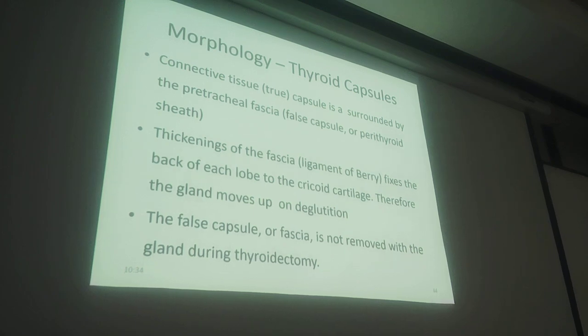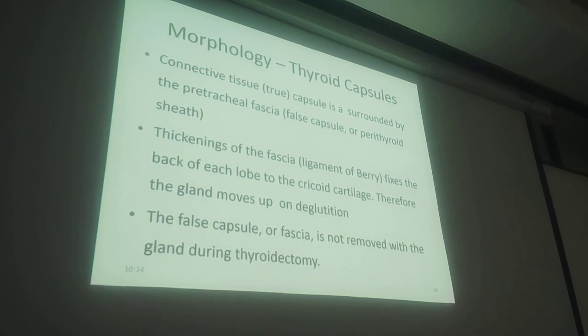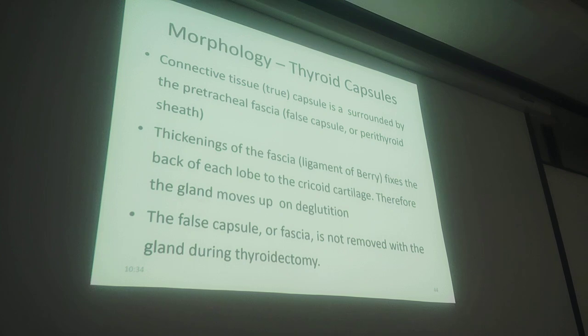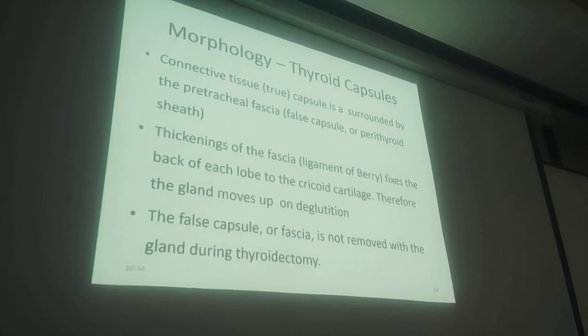Thyroid gland has its blood vessel venous plexus inside the true capsule. So when the thyroid gland is removed, it is removed with the true capsule. Because you don't want the true capsule to be torn, because the venous plexus lies immediately below the true capsule. But false capsule need not be removed, because the venous plexus lies deeper to the true capsule.